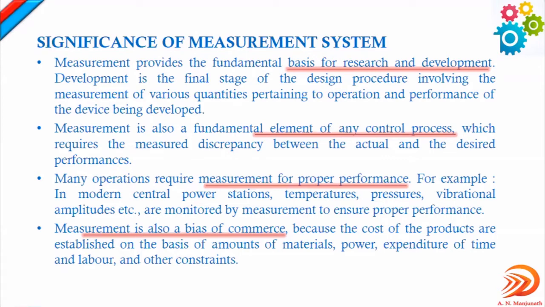Many of the operations require measurement for proper performance. When performance comes into the picture, how well the product or component performs after being manufactured on the assembly line requires measurement. If you take physical parameters like temperature, pressure, and variations, how it performs with respect to those is monitored using the measuring system only.